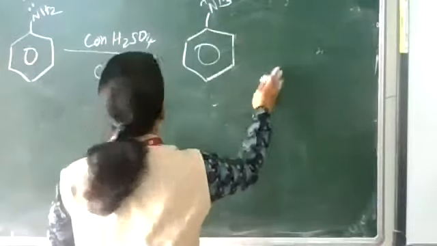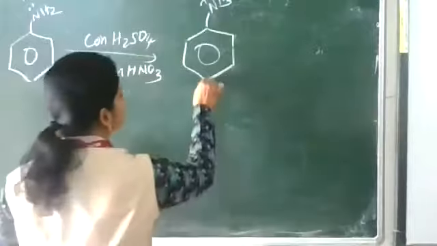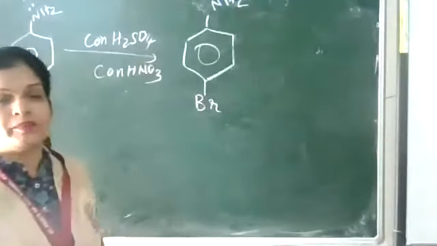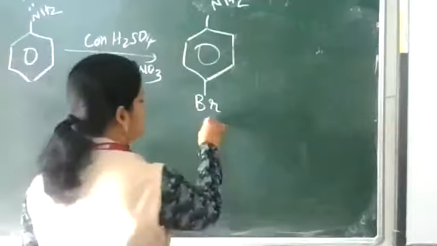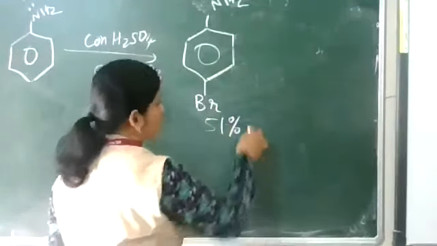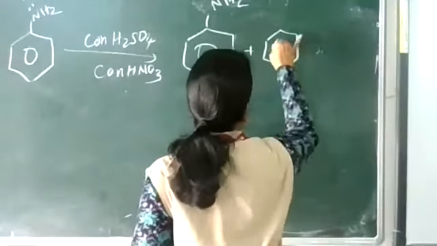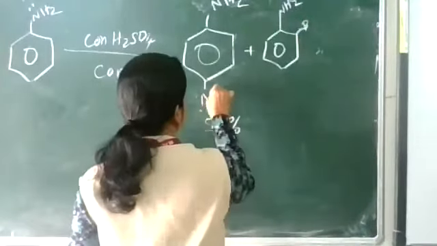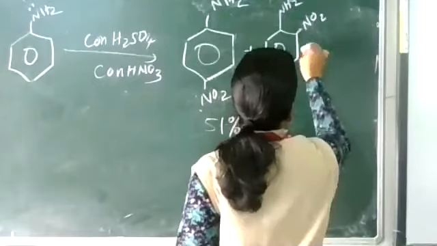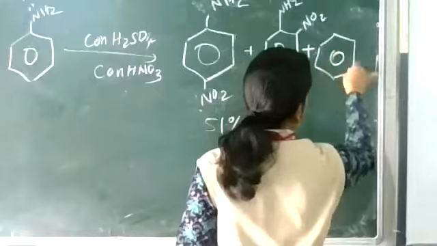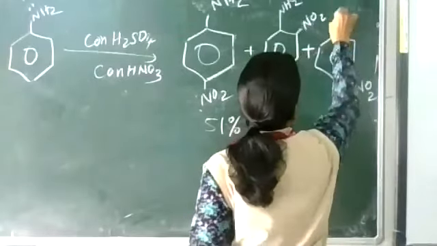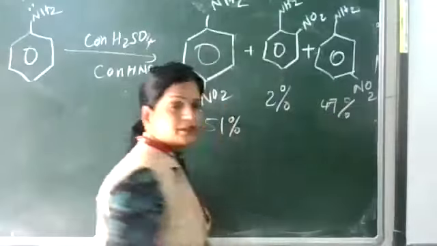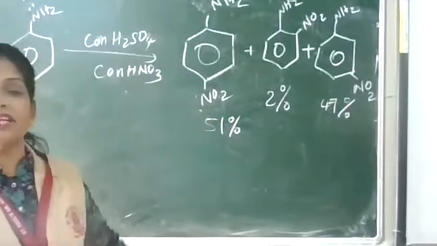Of course, looking at that aniline, first we are going to write para. This is no problem, para. Of course, para is also produced. Para is produced 51%. And ortho is produced in very small percentage, only 2%. Ortho is produced very little and a significant amount of meta, 47%, is also produced.